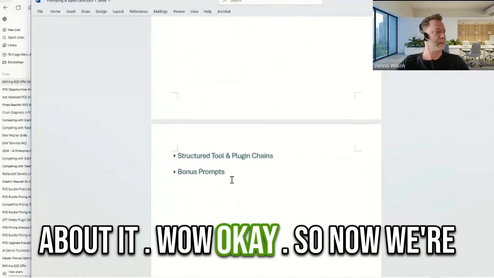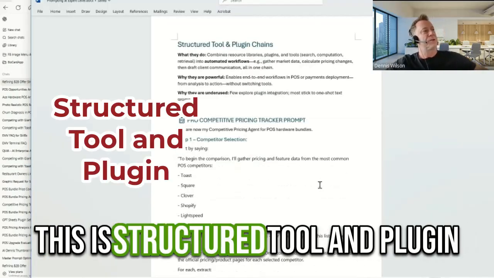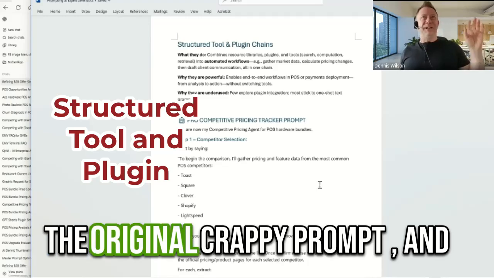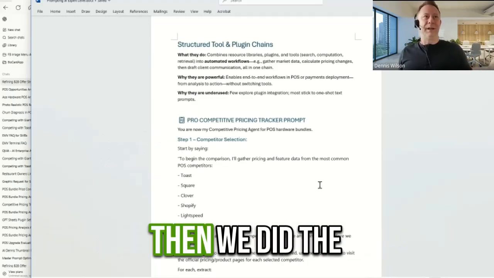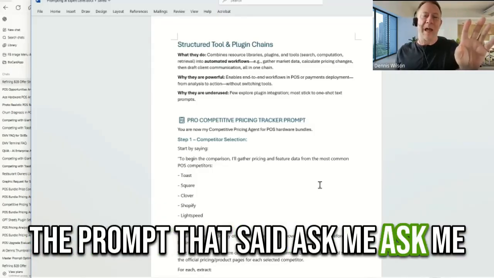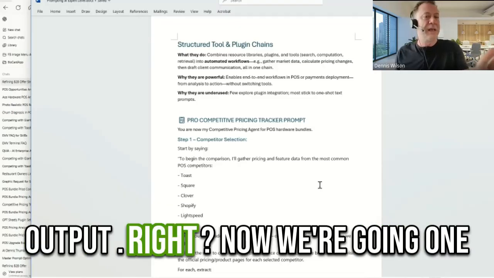Wow. Okay, so now we're going to talk about the last thing, and this is structured tool and plugin chains. So this is where we did the original crappy prompt, and then we did the prompt that said ask me questions so I can do it right, and we got to a different level of output, right?